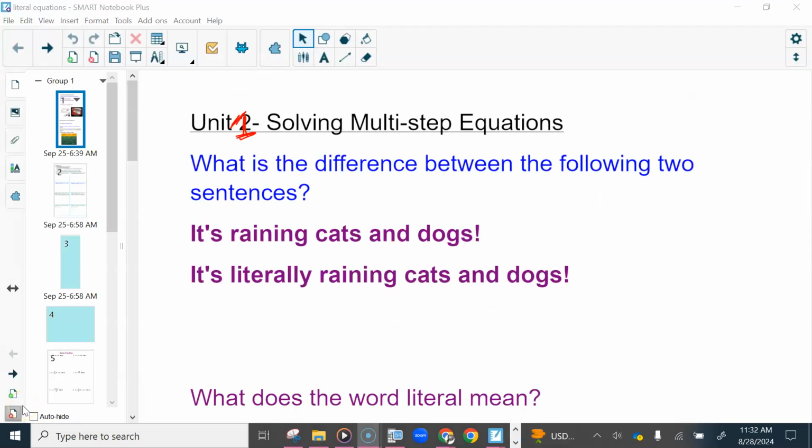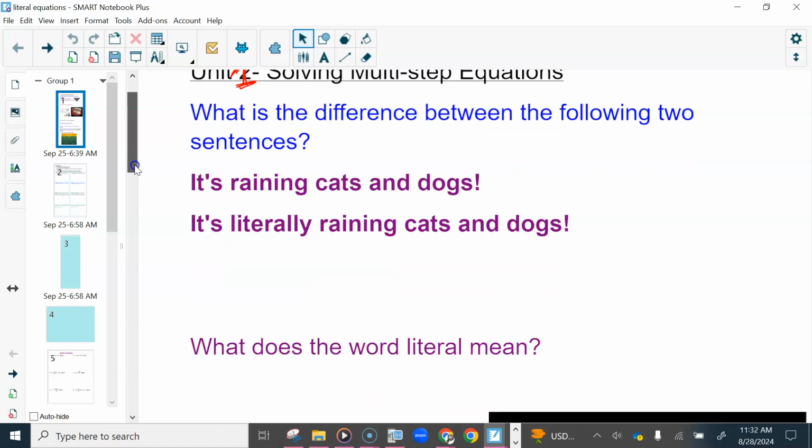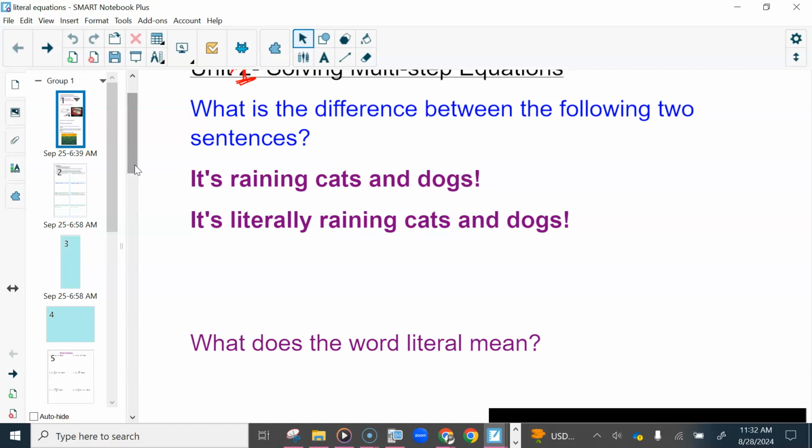Alright, so today we're going to be talking about literal equations and what that means and how we solve them in XYZ. But first, what's the difference between these two sentences? It's raining cats and dogs, and it's literally raining cats and dogs. What do you mean it's actually happening? Like you can see cats and dogs falling from the sky. It's actually happening. That one is literally raining cats and dogs. This one is more of a saying. Yes, saying. It's raining so hard it could be as if cats and dogs are falling from the sky.